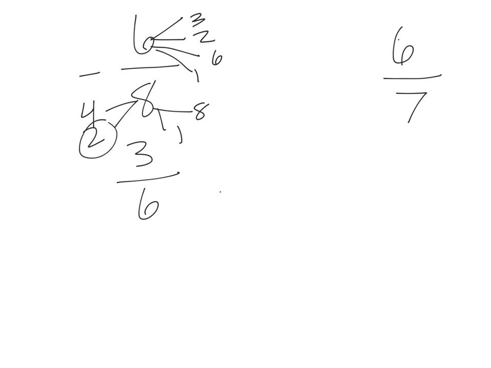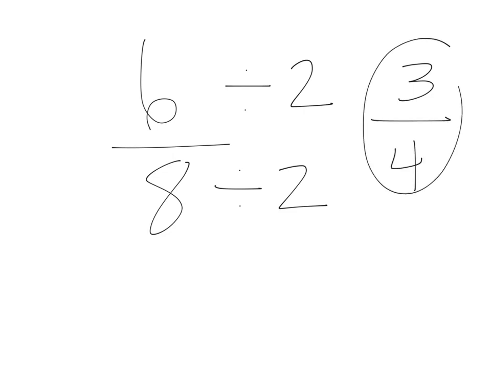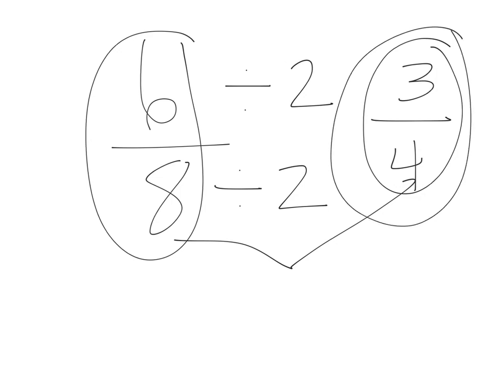So the largest number that they share as a factor, or the largest number that goes into both 6 and 8, is 2. So therefore, we are going to take 6/8 and divide the top by 2 and divide the bottom by 2 to simplify. 6 divided by 2 would be 3, and 8 divided by 2 would be 4. So 3/4 is the simplified version of 6/8. These are equivalent fractions, and this fraction is now in simplest form.